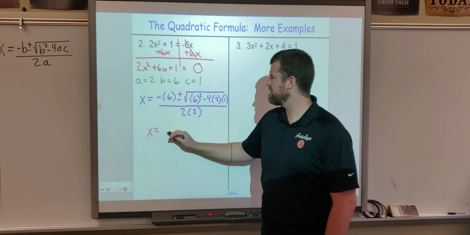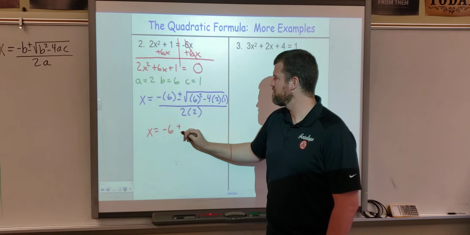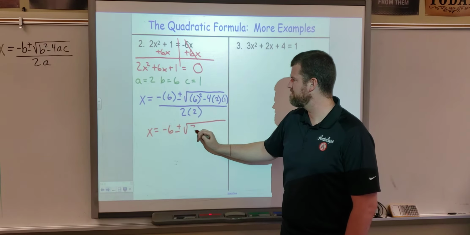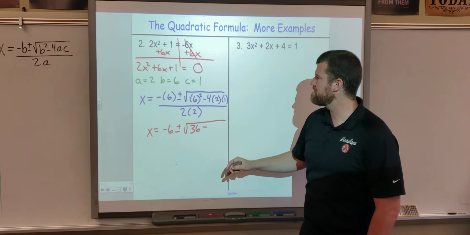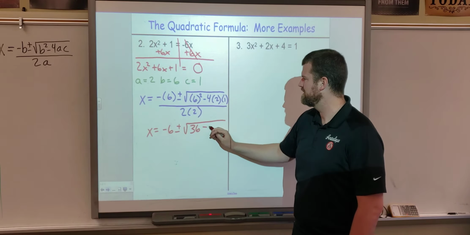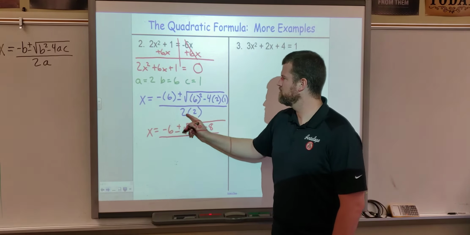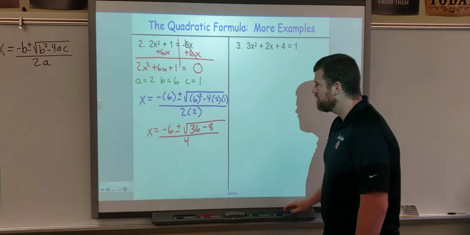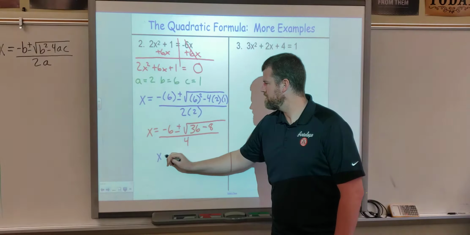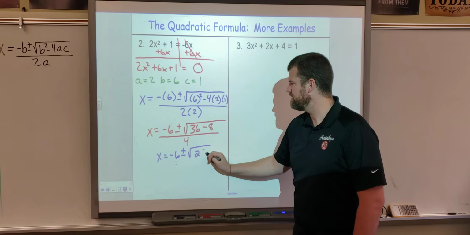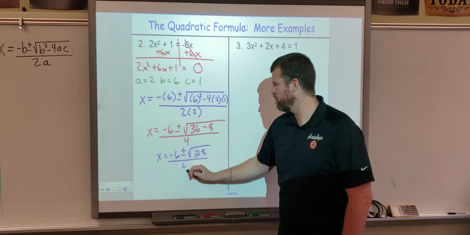So negative 6 plus or minus the square root of 6 squared is 36, minus 4 times 2 times 1, so that's minus 8, all over 2 times 2, which is 4. X equals negative 6 plus or minus the square root of 28 over 4.